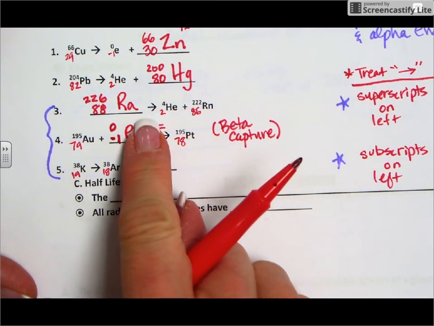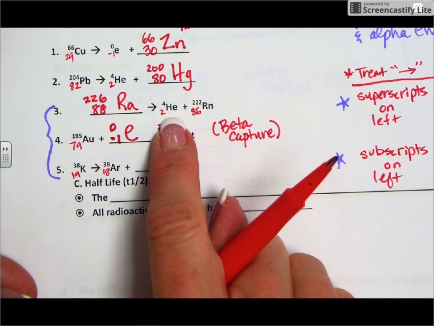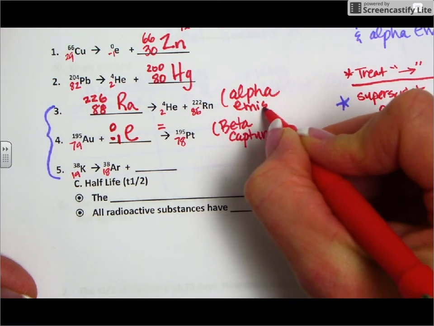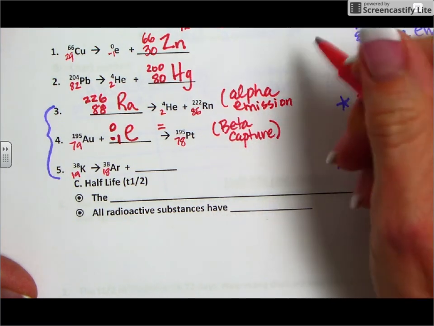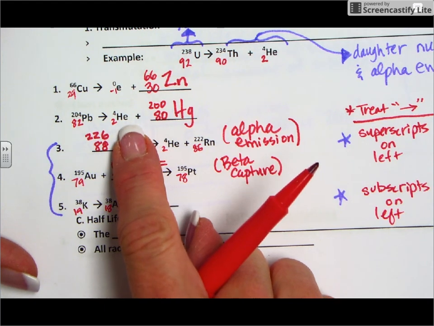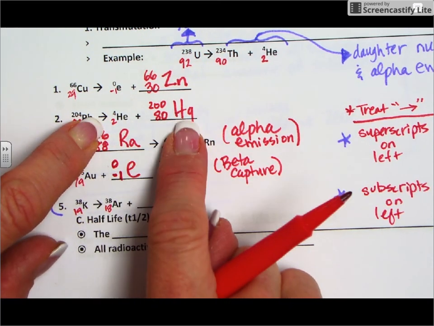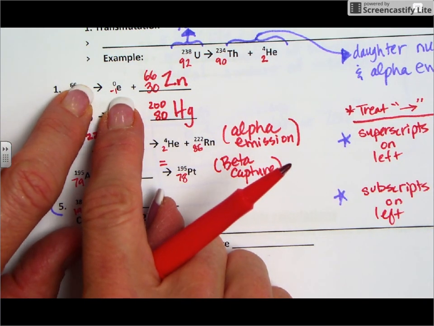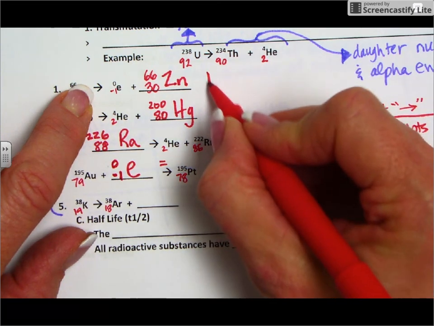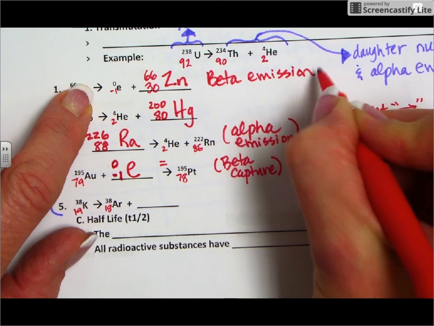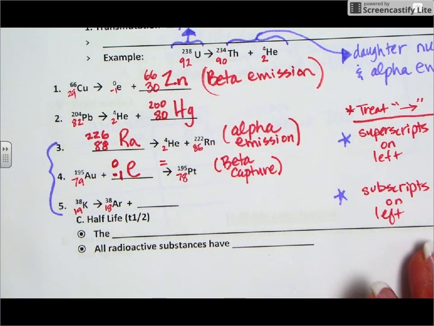As opposed to, like on number 3, this was releasing an alpha particle, so you call that an alpha emission, or alpha decay is what it might be referred to. And number 2, that was also an alpha emission because notice that's released as a product. And on number 1, notice, find your yield sign, the beta particle was a product, so that will be called a beta emission or a beta decay. Just trying to go through some terminology here with you.